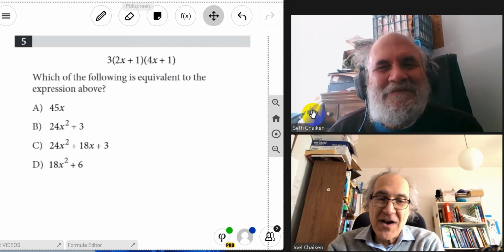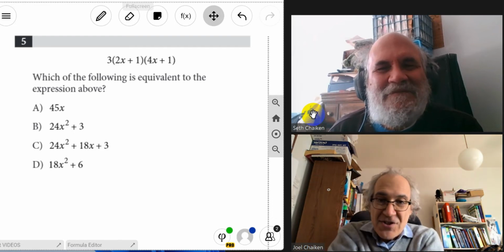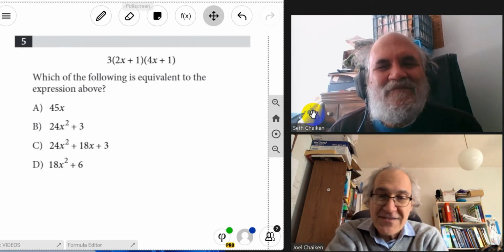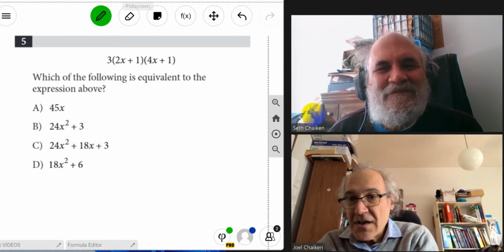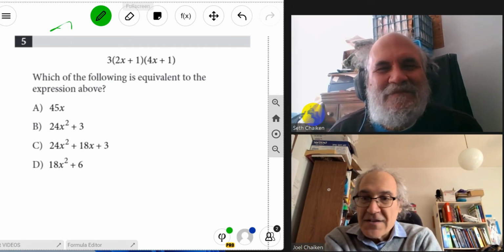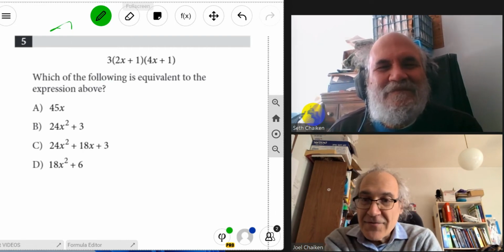Here we have question 5 from a practice test the SAT published years ago, but current for the 2016 test. And here it is, a non-calculator question. We'll go with the thin green line today. Which of the following is equivalent to the expression above?